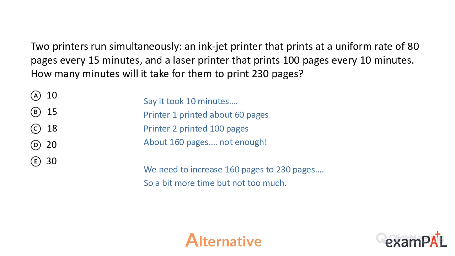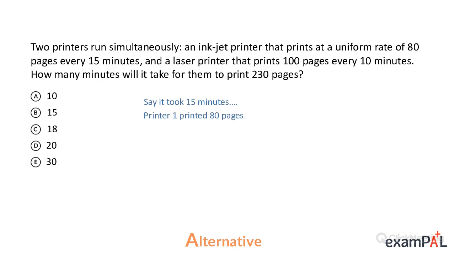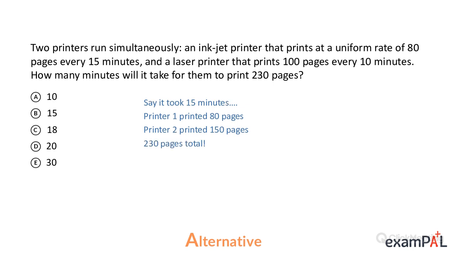So we need something which is not double the amount. It's maybe 1.5 times the amount or something like that. So B15 looks like a reasonable guess. And so that's what we're going to do. So we're going to say, well, okay, let's say B is the answer, and then it took 15 minutes. So then the inkjet printer printed 80 pages exactly. The laser printer printed 100 pages times 1.5, that's 150 pages, and voila, we have arrived at exactly 230 pages. We have arrived at our answer.